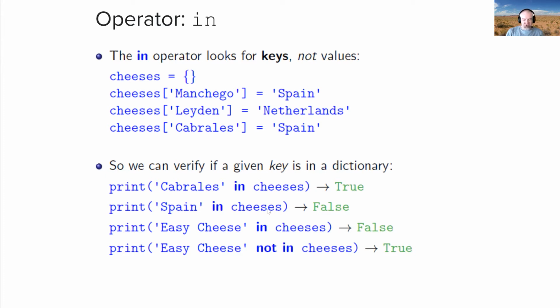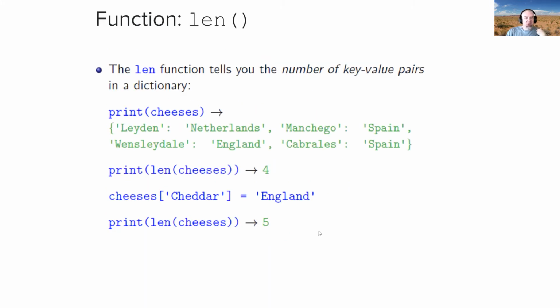If we look for Spain in cheeses, that will evaluate to false because none of the keys are equal to Spain, right? There's a value equal to Spain, but no key, and so this will return false. Same thing if I do easy cheese in cheeses: there is no key called easy cheese, so that is false. And if I throw in a not in front of it, then I flip my false to true. So easy cheese not in cheeses is true, right? Easy cheese is not in the keys of my cheeses dictionary, so that evaluates to true.